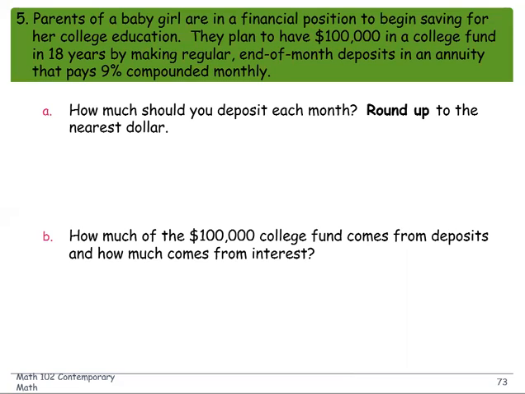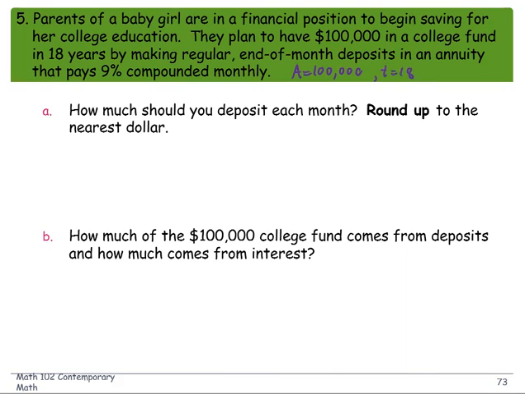So we're going to make a list of the key terms provided by the problem. In the next 18 years, they expect to have $100,000. So the A value is $100,000 for 18 years. So T equals 18.